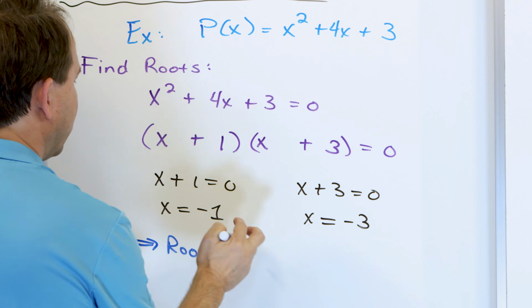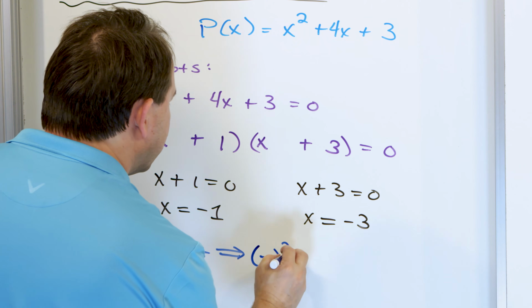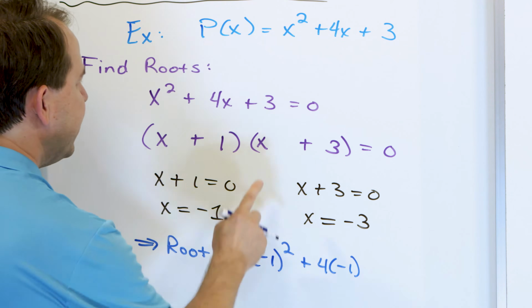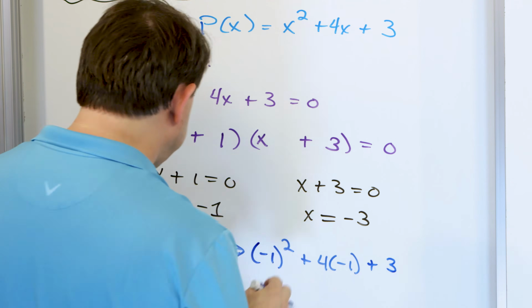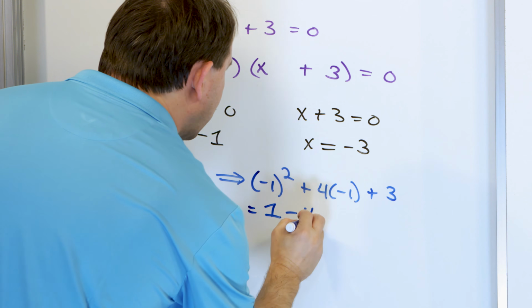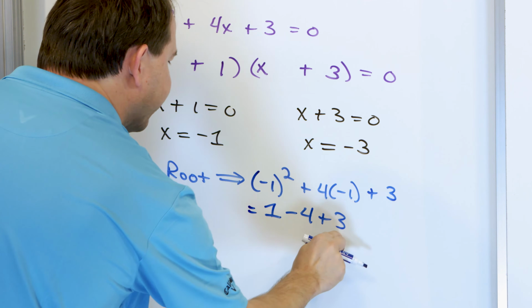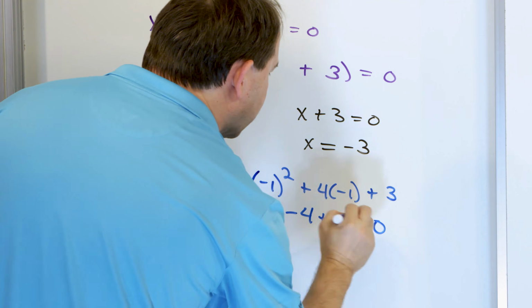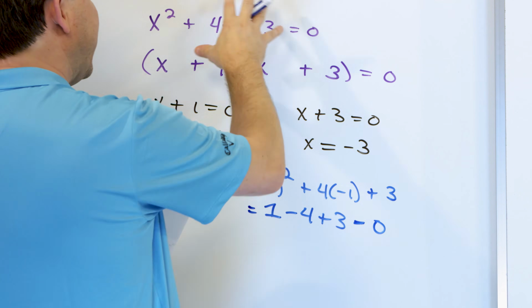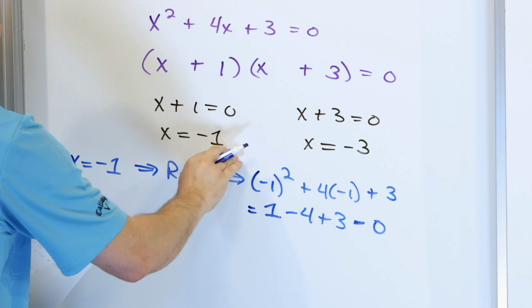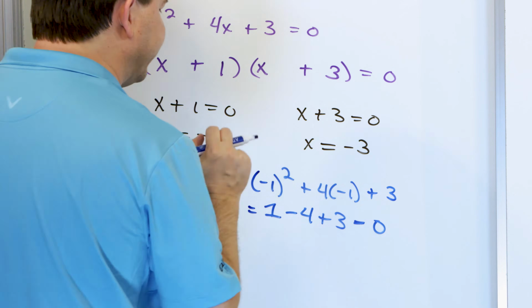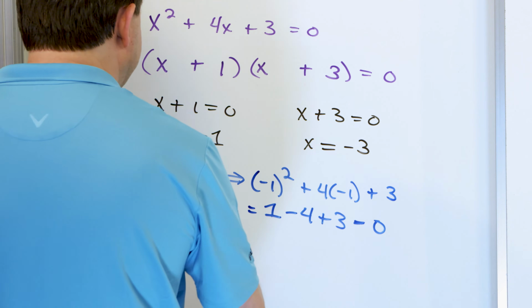So you put the minus 1 in here and you get minus 1 quantity squared plus 4 times minus 1, and then plus the 3, right? And so what you get right here is a 1 minus 4 plus 3. You can see the 1 plus 3 is a 4, and then minus 4 you get a 0. So we know that x is equal to negative 1 is a root. Yes, we did it by the way that we've learned in the past, but we also know that it's a root because when we put the number into the polynomial, it makes it equal 0. That's the definition of a root.